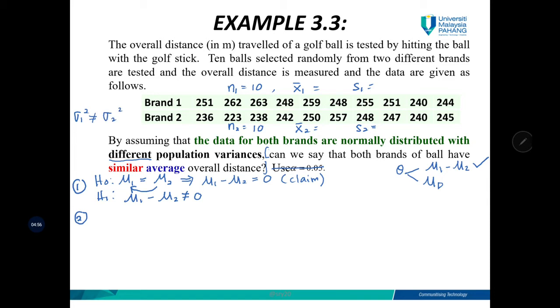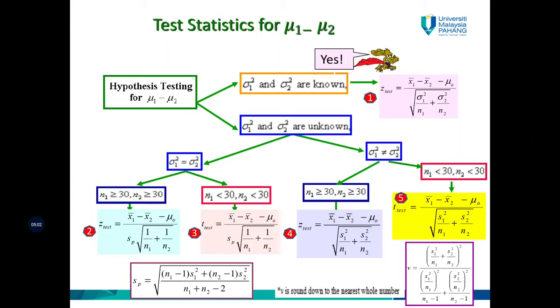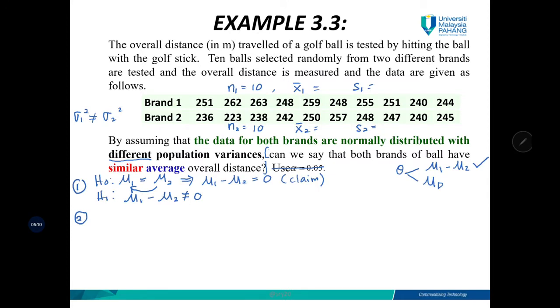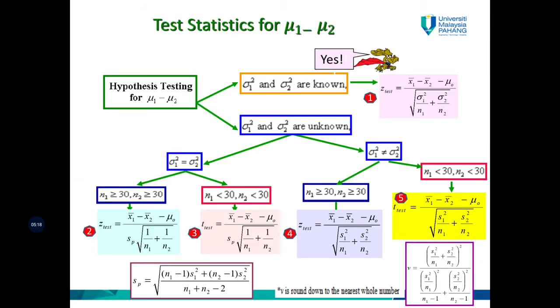So now, by using the information given, we can choose the formula. You can see that for this case, sigma 1 squared and sigma 2 squared are unknown, because when we look at the information given, there is no value for sigma 1 squared and sigma 2 squared. When unknown, we look at the assumption for equality of the variances. For this case, that is sigma 1 squared not equal to sigma 2 squared.